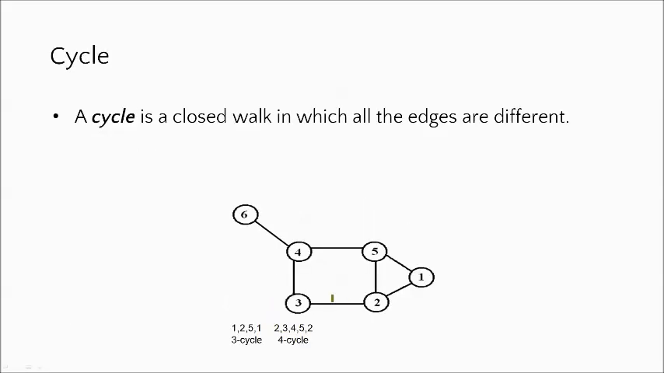Cycle. A cycle is a closed walk in which all the edges are different. So again, if you're going to create a cycle, make sure that you have different edges. So this is a cycle. As you can see, the first vertex and the last vertex are the same because it is a cycle. And we have 2, 3, 4, 5, 2 here for the 4-cycle.